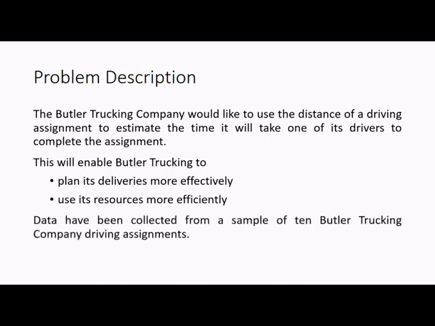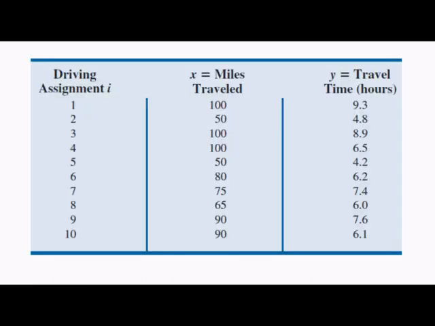Data have been collected from a sample of 10 Butler Trucking Company driving assignments. The data collected by the Butler Trucking Company are shown in this table. For the ith observation or driving assignment in the sample, xi is the miles traveled and yi is the travel time in hours. We see, for example, that driving assignment 1 with x1 equals 100 and y1 equals 9.3 is a driving assignment of 100 miles with a travel time of 9.3 hours. Driving assignment 2 with x2 equals 50 and y2 equals 4.8 is a driving assignment of 50 miles with a travel time of 4.8 hours.